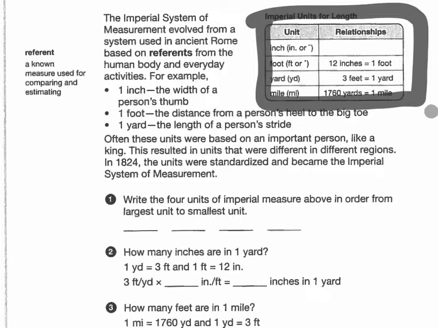Write the 4 units of imperial measure above in order from largest to smallest. So mile is the largest, yard, foot, and inch. All right.